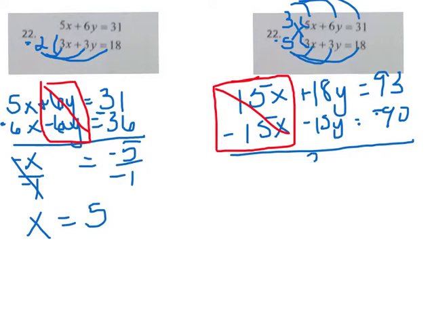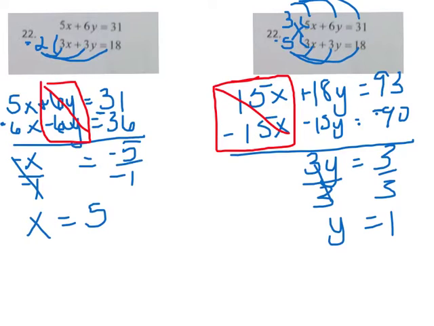18 minus 15 is 3y. 93 minus 90 is 3. You're going to divide by 3, divide by 3. Y is going to give me 1. So in both problems, okay, you still have to plug it back in.